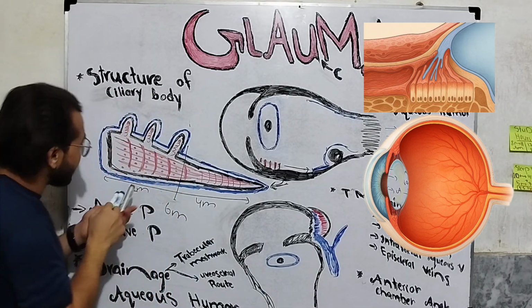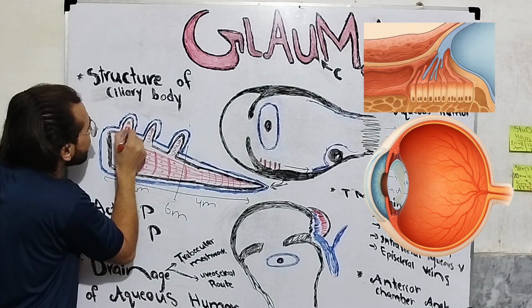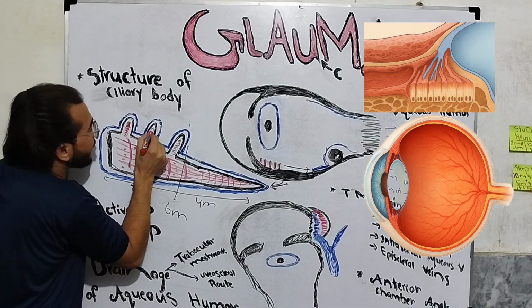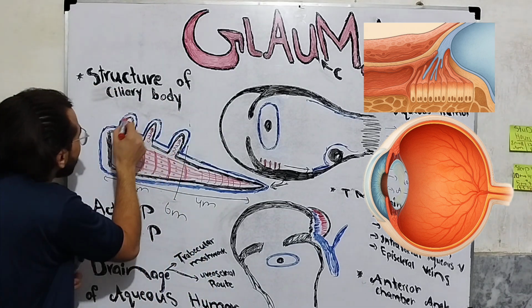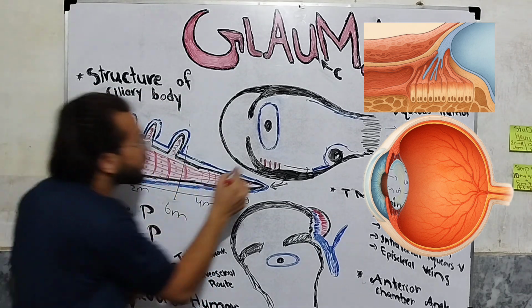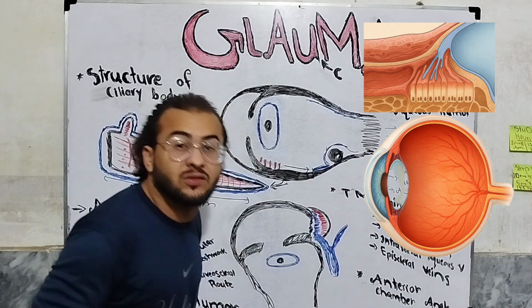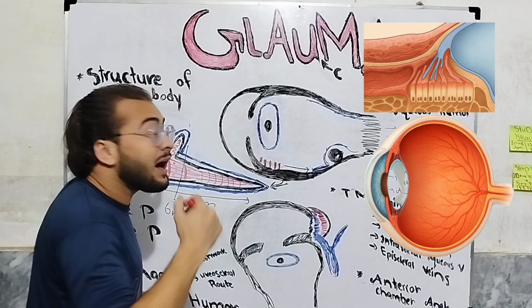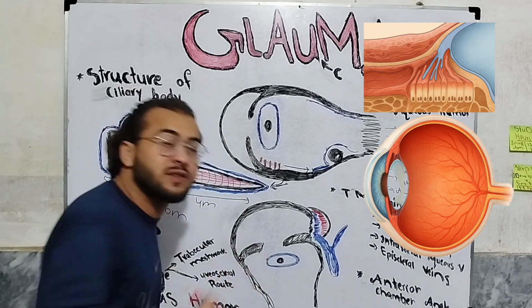These ciliary processes are mostly made up of a fibrovascular core, which is surrounded by this double-layered epithelium. So the double-layered epithelium with the fibrovascular core, this projection, is called the ciliary processes. And these ciliary processes are the factory of the aqueous humor; they produce the aqueous humor.